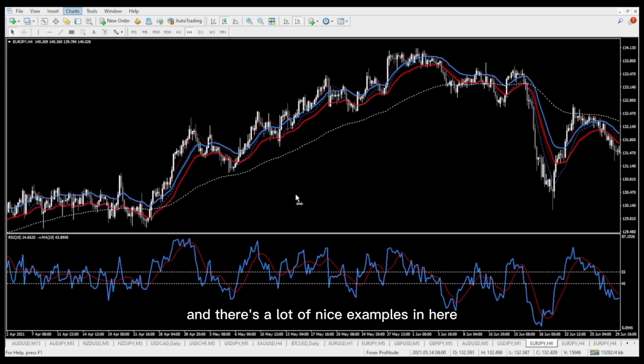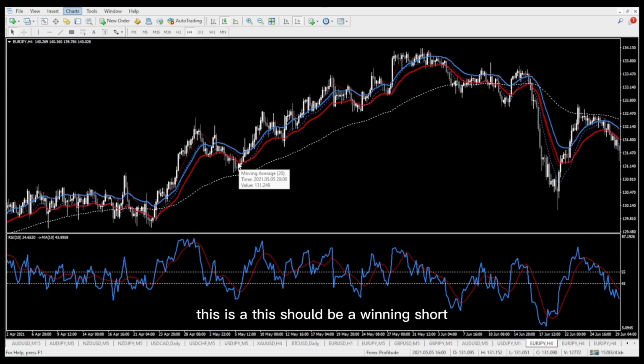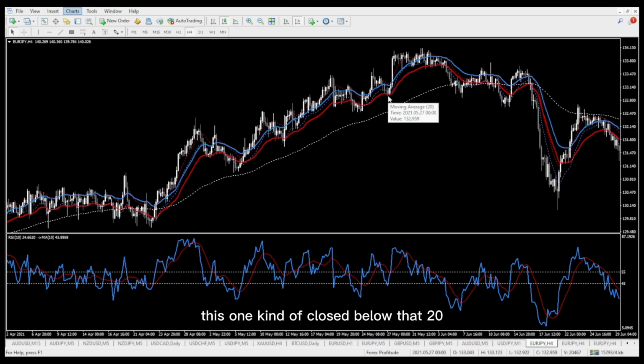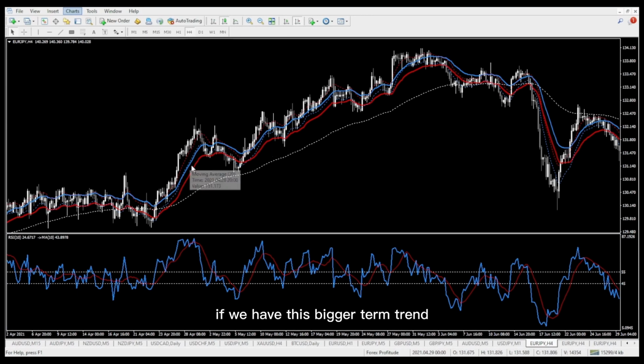And there's a lot of nice examples in here. This would be a winning short, but again, it's a little bit riskier. This is a losing short. This is also a losing short. This is a losing short in here. There could be a short in here. If I zoom in, maybe this one candle closed below that 20. So we can see that if we have this bigger term trend, we are finding that the market does tend to move generally more in that trending direction.